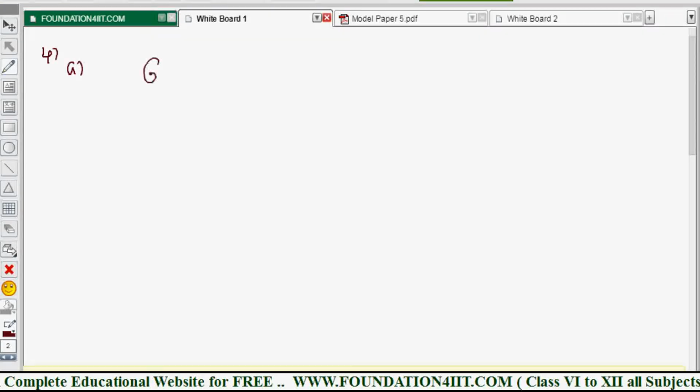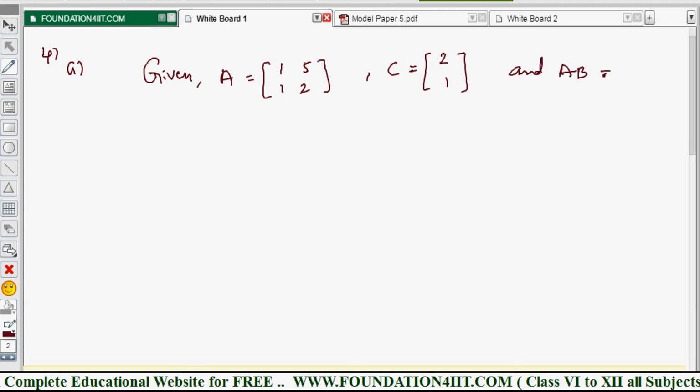In the given matrix A, which is of order 2 by 2, we have 1, 5, 1, 2. Matrix C is given with 2 rows and 1 column, that is 2, 1. The condition is A into B is equal to 3C, where 3 is a number. So A into matrix B equals 3 into matrix C.